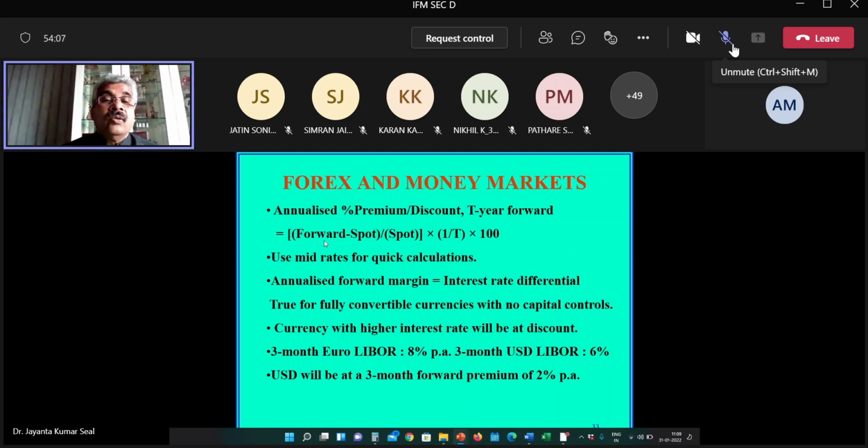This is the formula for calculation of premium or discount. I told you: forward minus spot upon spot into 100. If it is 1 month, 12 by 1. If it is 2 months, 12 by 2. If it is 3 months, 12 by 3, and so on. So that is how you calculate the forward premium or discount. And as I have told you, you use the mid rate. What is the mid rate? Bid plus ask divided by 2. So accordingly, you can calculate the forward premium and discount. Any question?